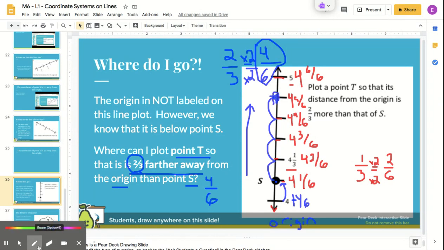So I'm going to do it in a different color. This mark right here will be T, because I added 4/6, or 2/3. This tells me coordinate T, or point T, is located at the coordinate 4 and 5/6, and it is 4 and 5/6 away from my origin.